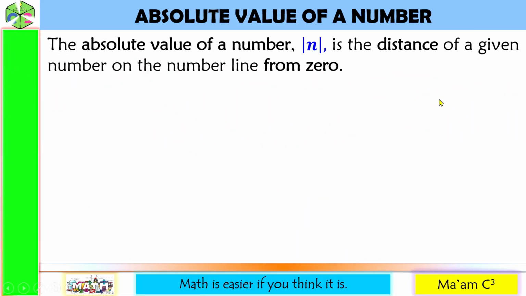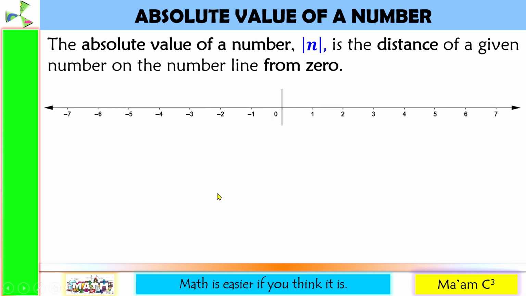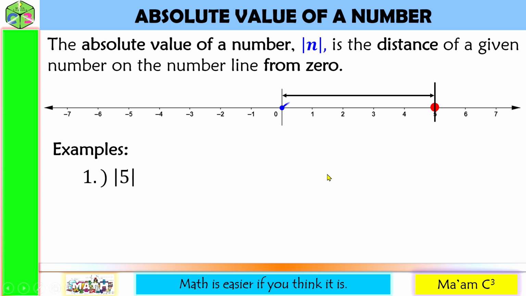Absolute value of a number, denoted by this symbol, is the distance of a given number on the number line from 0. Let us draw our number line. Let's have the first example. What is the absolute value of 5? Let us locate 5 in our number line. It's here. And we want to determine the distance from 0 to 5. So let us count. 1, 2, 3, 4, 5. So that would be 5 units from 0 to 5. So the absolute value of 5 is equal to 5.